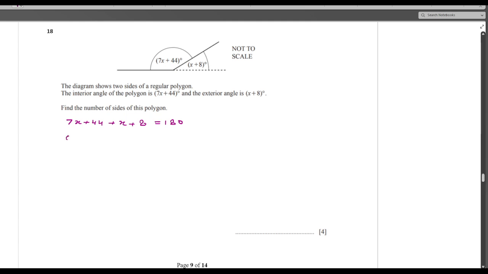7x plus x is 8x. Your 44 plus 8 is 52. So 8x plus 52 is 180. That gives you 8x is equal to 180 minus 52. So 10 minus 2, 8. 7 minus 5 is 2. It is 128. So your x is 128 divided by 8.